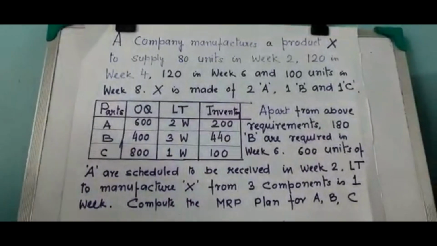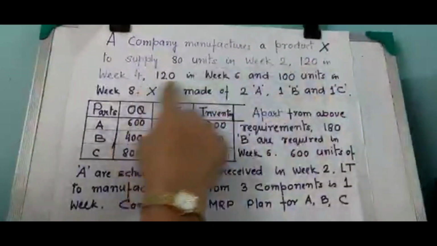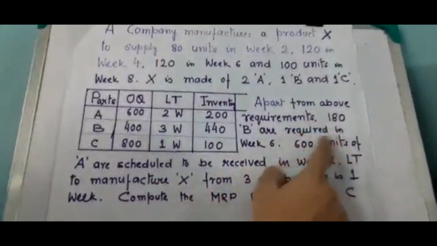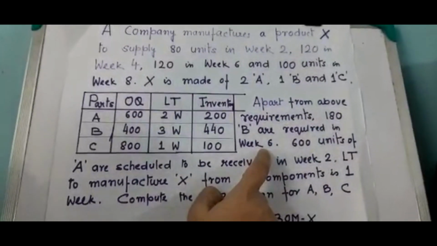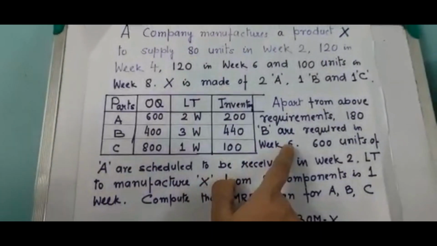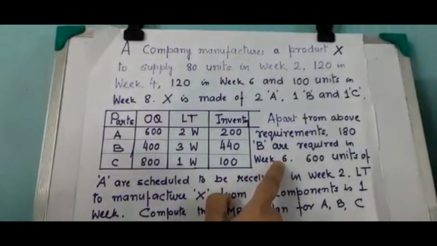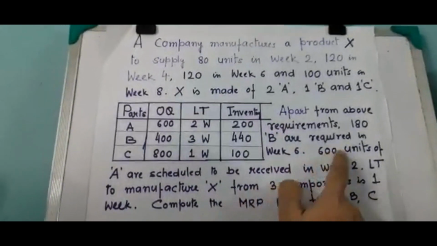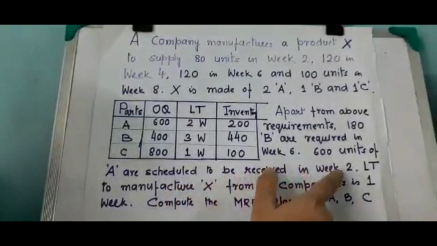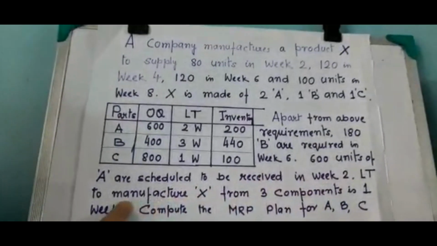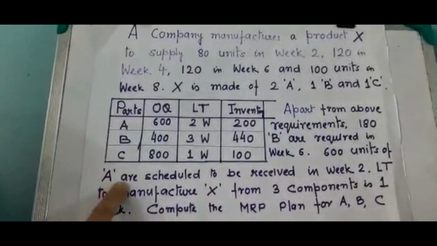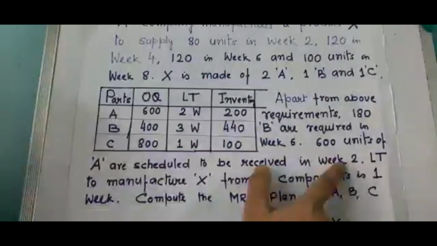Now apart from all these requirements, 180 units of B are required in week 6. This is the additional requirement for component B, and this we have to take into consideration. Again, 600 units of A are scheduled to be received in week 2. That means we have already ordered 600 units of A, which are in transit and which we are going to receive in the second week.